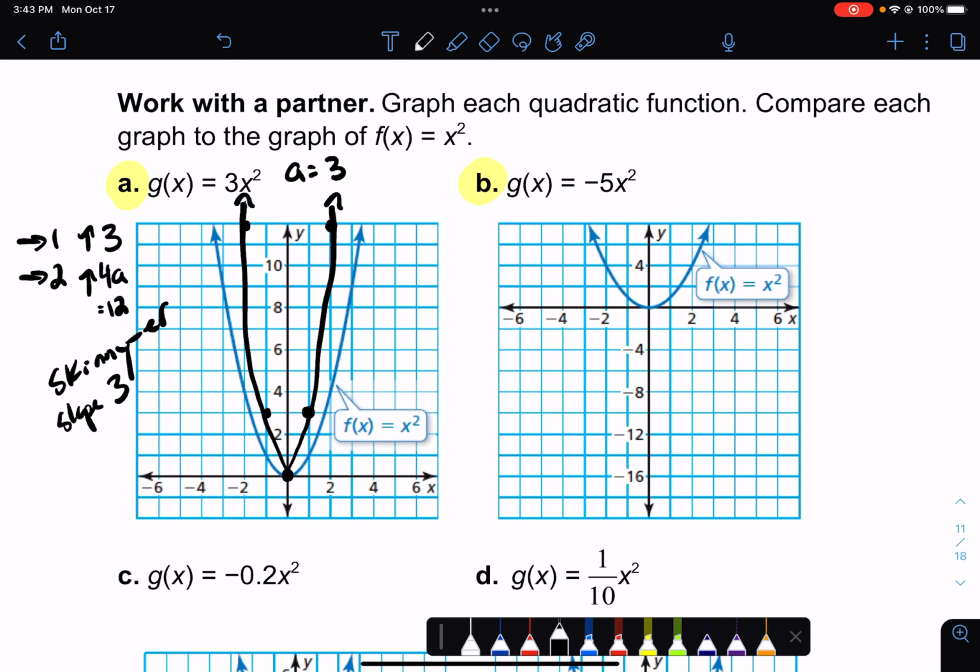But slope doesn't mean anything. It just describes how steep it is. So you could say it has a slope of 3, or you could tell me that it's skinnier. Part B has a -5 in front.